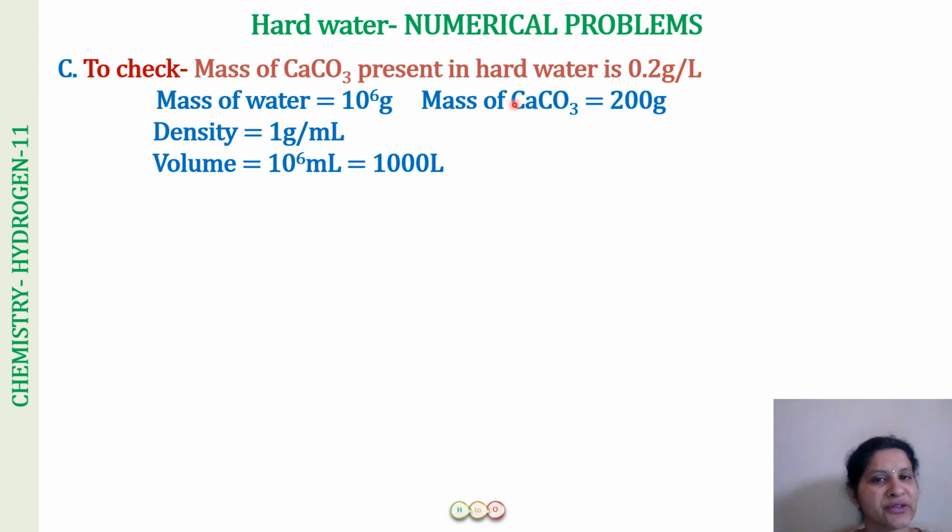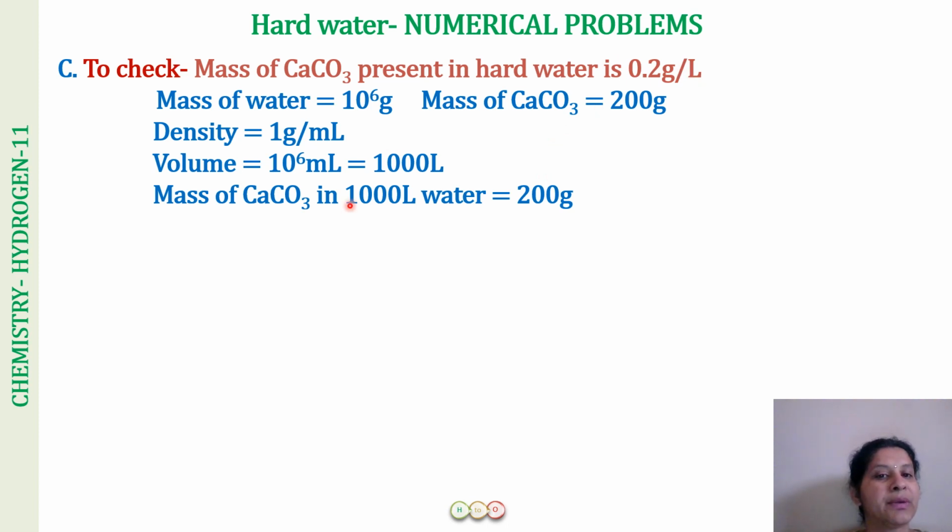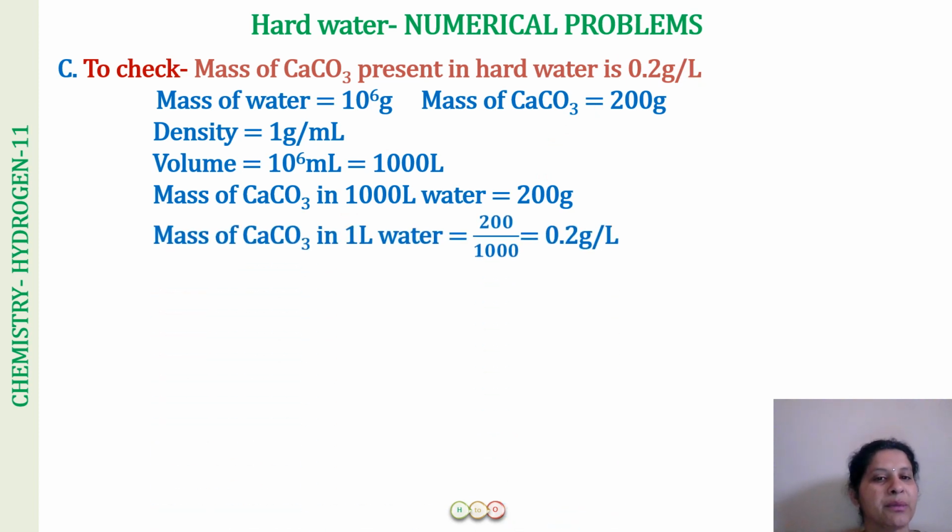So we have the mass of calcium carbonate. We have the volume of the water given to us. So what are we going to do? Well, the mass of calcium carbonate in 1000 liter of water is 200 grams. What we require is per liter, that means per 1 liter. So the mass of calcium carbonate in 1 liter is going to be 200 by 1000. This will come up to 0.2 gram per liter. So we have found out the mass of calcium carbonate present in hard water. This is 0.2 gram per liter. The choice is also the same. So the C option is going to be correct.